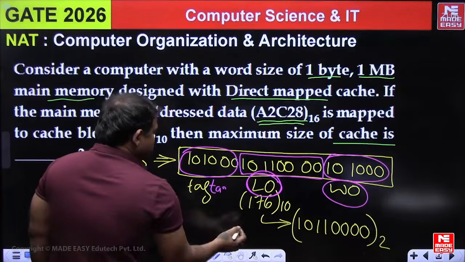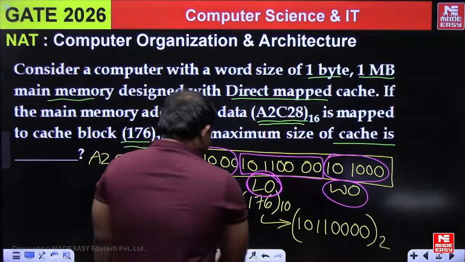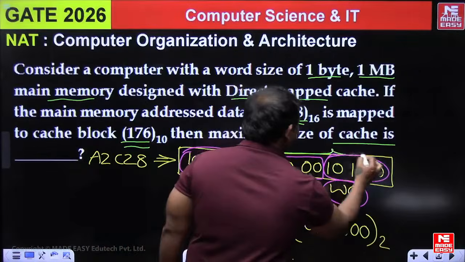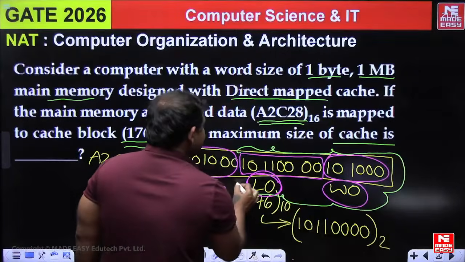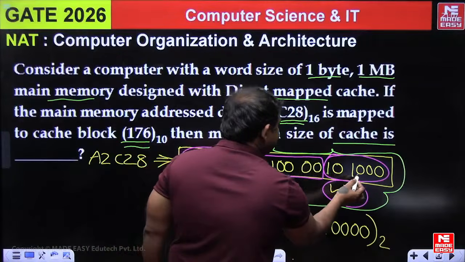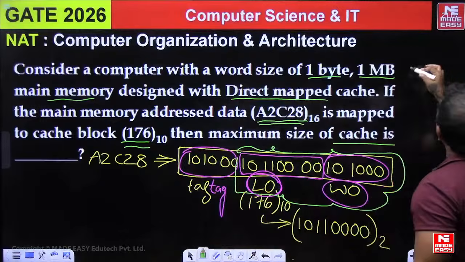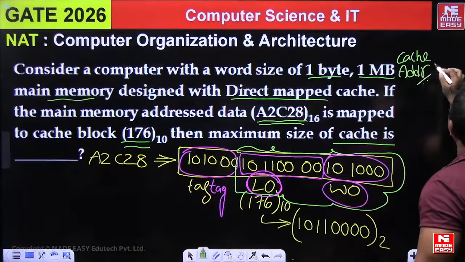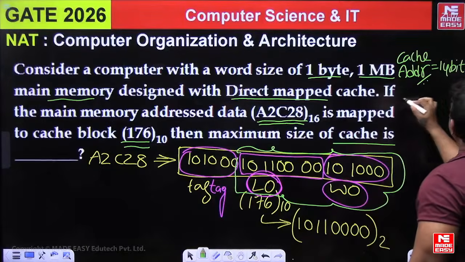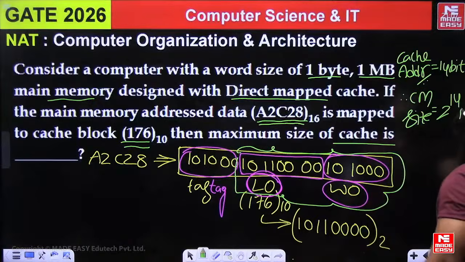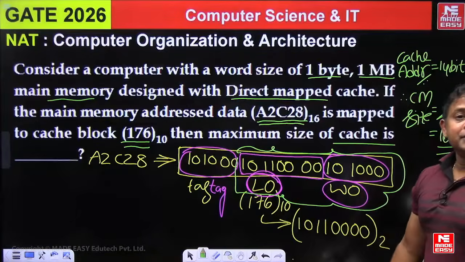Okay, so now here what is the point? Cache memory size depends on the cache index. So this is the cache index, this part. So how many bits are there here? 1 2 3 4 5 6 7 8 9 10 11 12 13 14. So now here the cache index, cache address is equal to 14 bits. Therefore cache memory size is equal to 2 power 14 bytes, that becomes 16 KB. So this is the cache memory capacity.